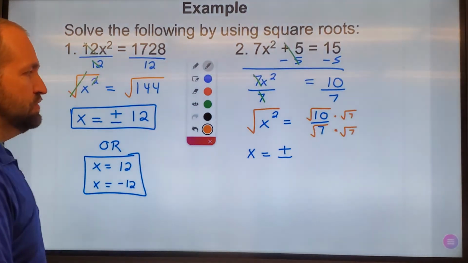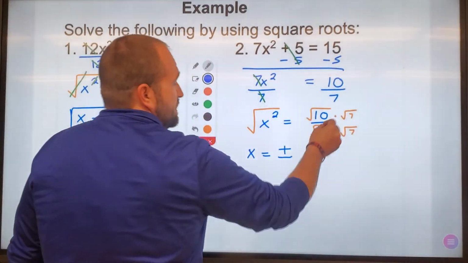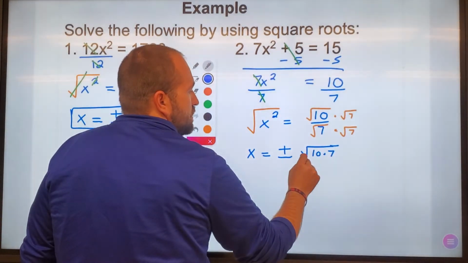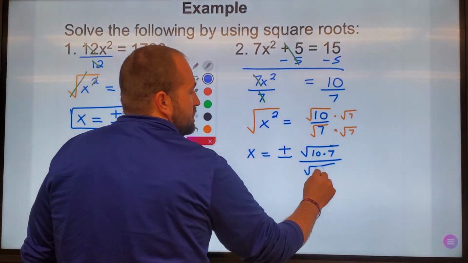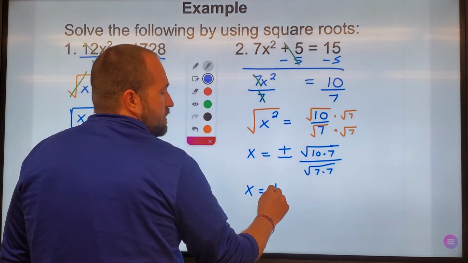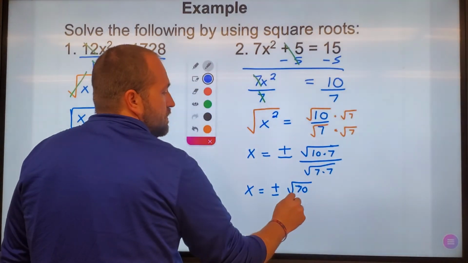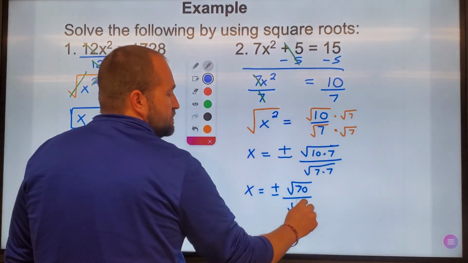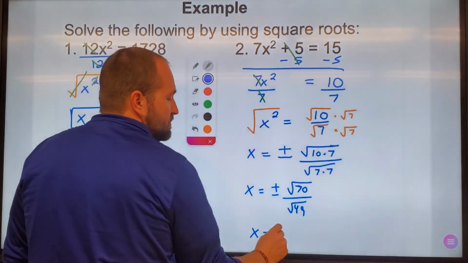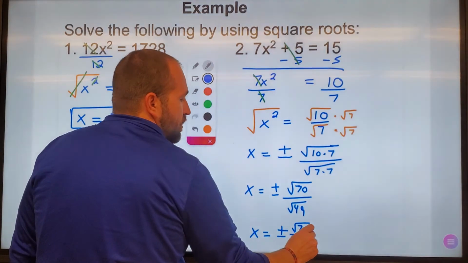Okay, and then I'm going to undo that property that we've talked about in the past. I'm going to take and I'm going to put these together. So this becomes the square root of 10 times 7. And this becomes the square root of 7 times 7. Which then, if I continue, plus or minus, 10 times 7 is 70. 7 times 7 is 49, so I have the square root of 49. And the square root of 49 is 7. So I have x equals plus or minus square root of 70 over 7.